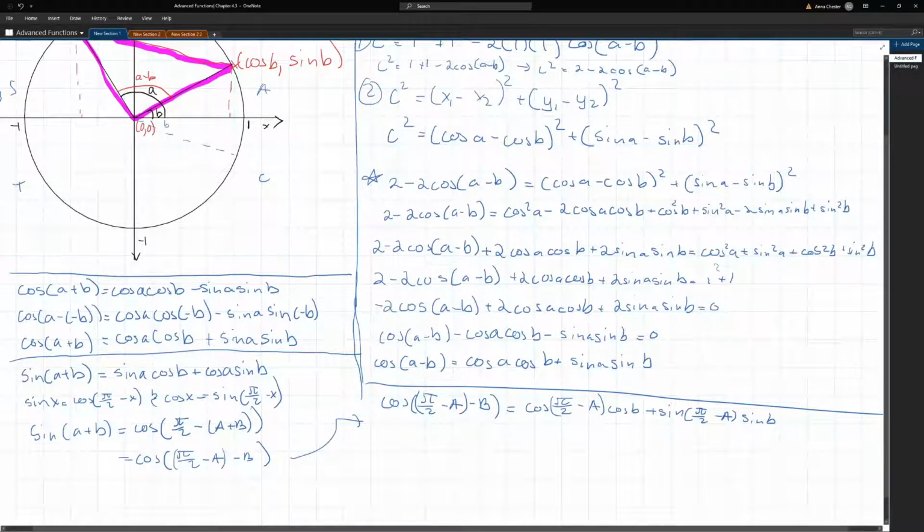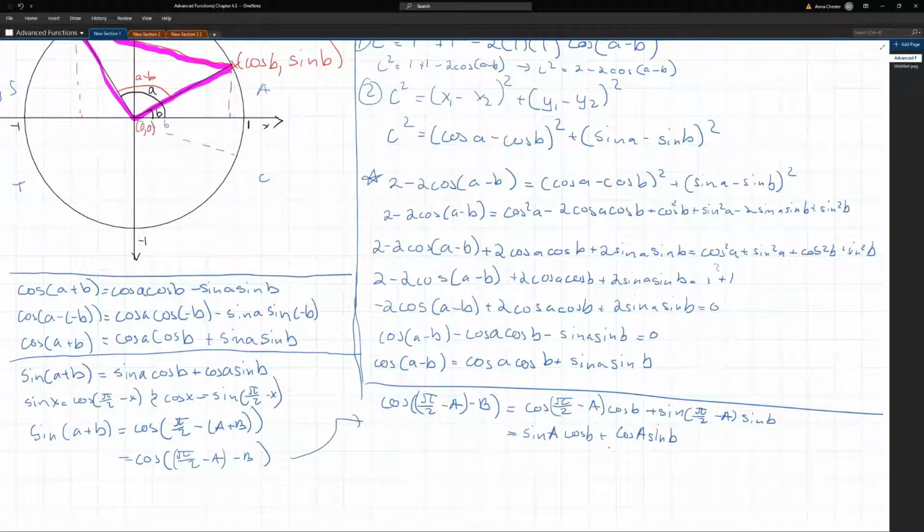Okay, so what do we know from here? These are again the formulas, or the identities, we learned yesterday. We know that cos of pi over 2 minus A is equal to sine of A, so we get sine A cos of B, and sine of pi over 2 minus A is the same as cos of A, so we get plus cos of A sine of B. Again, if you look at the formulas, they are the same. Therefore, we have found our other formula.